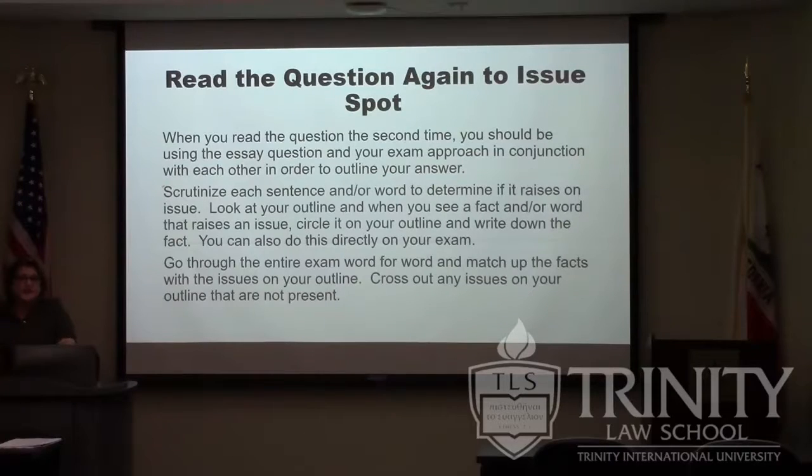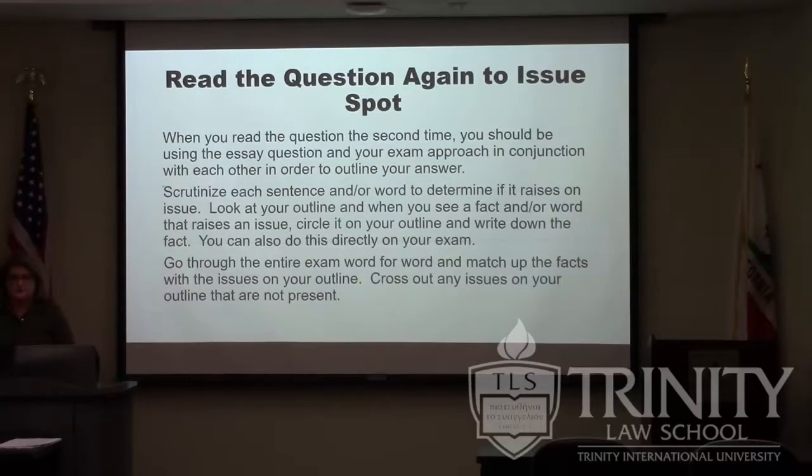Scrutinize each sentence or word to determine if it raises an issue. And look at your outline. And when you see a fact or a word that raises an issue, circle it on your outline, write down the fact. Right? I'll circle assault and I'll write a couple little sentences or a couple little words of the facts, not the whole thing. And I go through this with every single issue. You can also do this directly on the exam if you want.